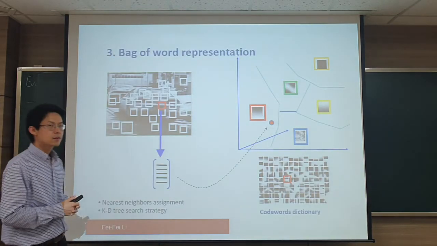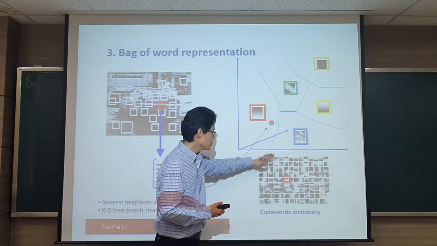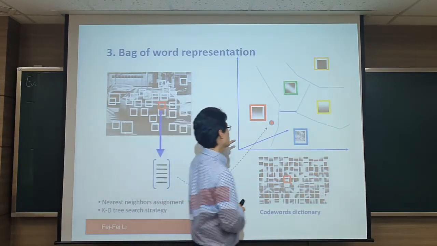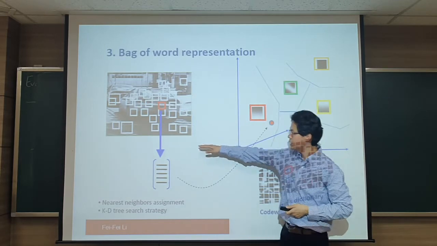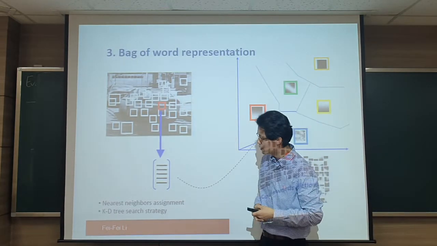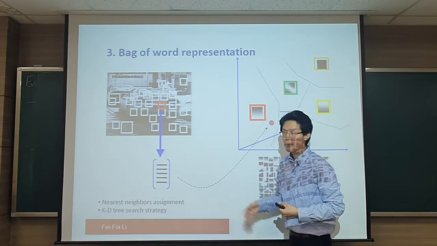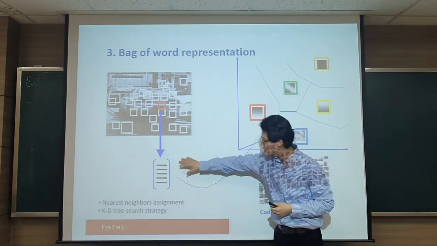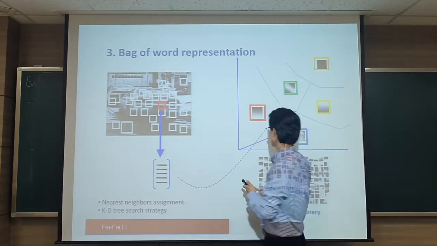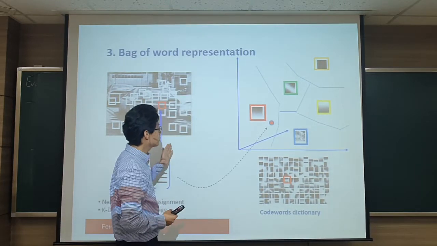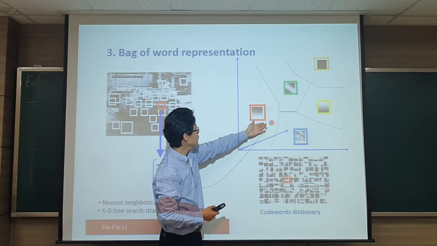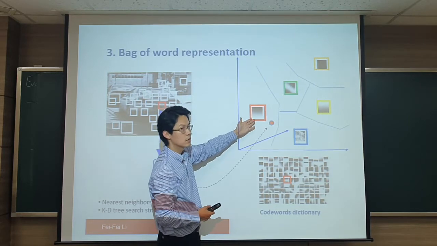Once we define this k-means, this visual word dictionary, then given an image, we extract the features, and then we need to see which cluster each local patch corresponds to, right? To do that, we typically perform nearest neighbor search. We measure the distance between this patch and the center of each cluster. Suppose this patch is closest to this center, then we assign this feature to this visual word. That's the word.